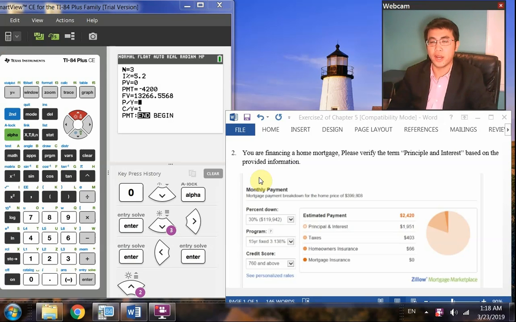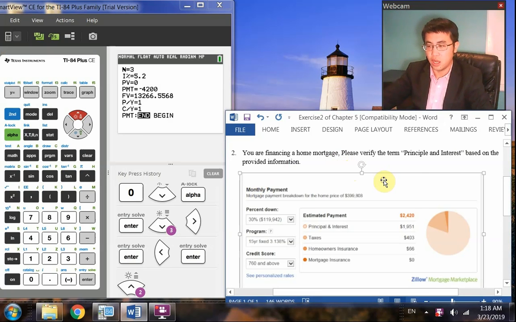Hello students, right now we are getting to do the second exercise of chapter 5, which is more advanced and more complicated in terms of solving time value of money problems. Our exercise consists of different questions, and I'd rather start with question number 2 because this is relatively easier and also more consistent with the example in the PowerPoint.